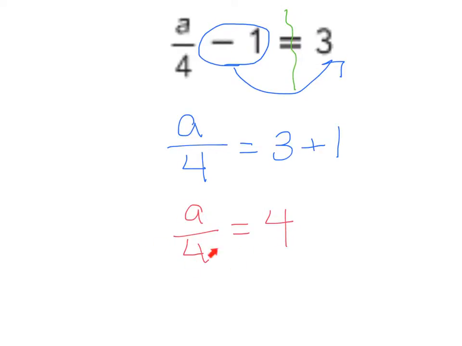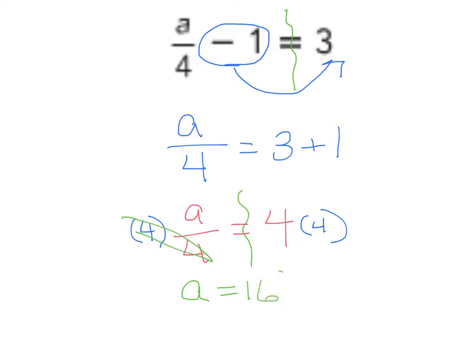If you're not sure what it is, we can do the opposite of what's going on here. We know fractions are division. So let's do the opposite of dividing by 4. We're going to times both sides by 4, because it's the opposite. What happens on the left is these two 4's cancel out because 4 over 4 is 1. We're left with a equals, and 4 times 4 is 16. To check our answer, we take this 16 and put it up here. 16 divided by 4 is 4. 4 minus 1 is 3. So it works.